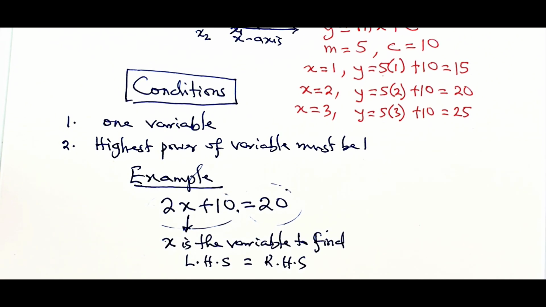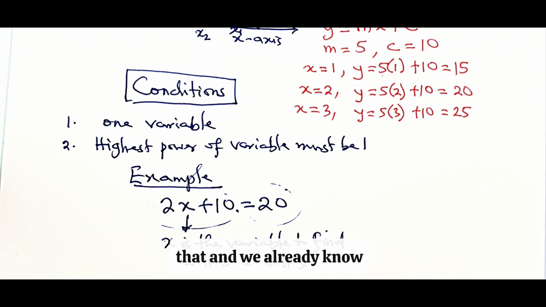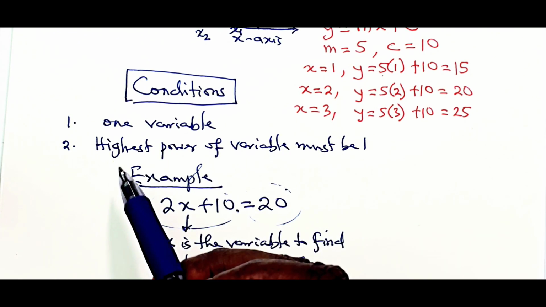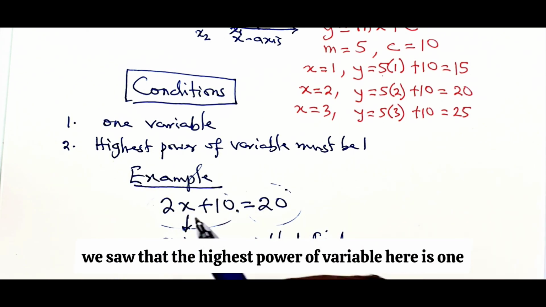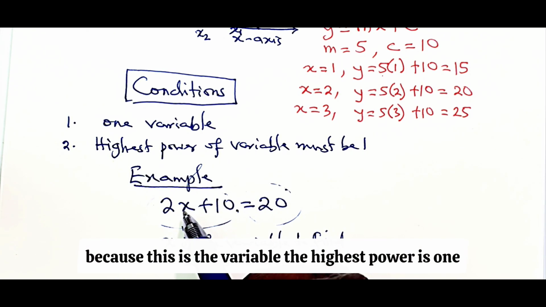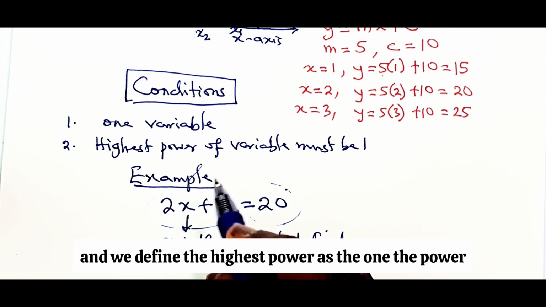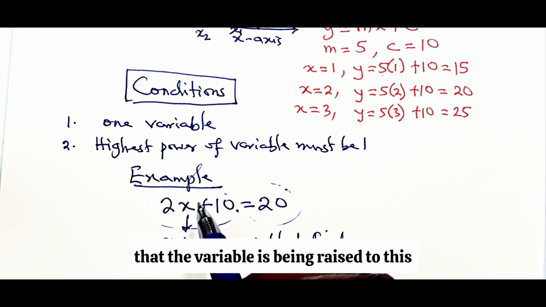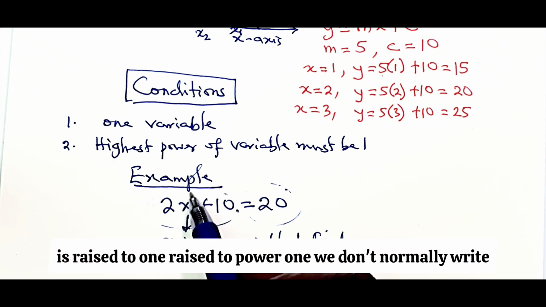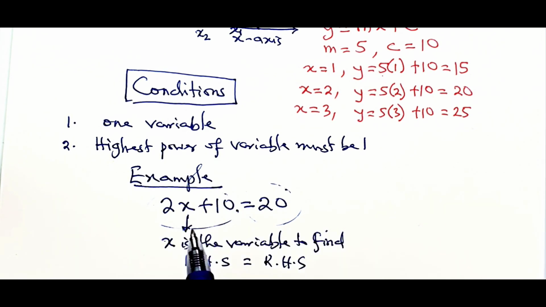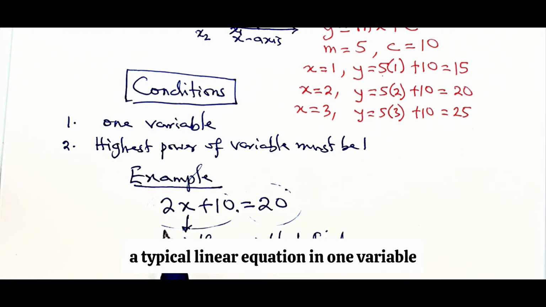Good. If we have seen that and we already know what it means with this equation, we saw that the highest power of variable here is 1, because this is the variable, and we define the highest power as the power that the variable is being raised to. This is raised to power 1. We don't normally write it when it is raised to power 1. So this is a typical linear equation in one variable.